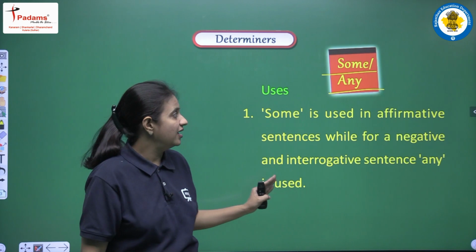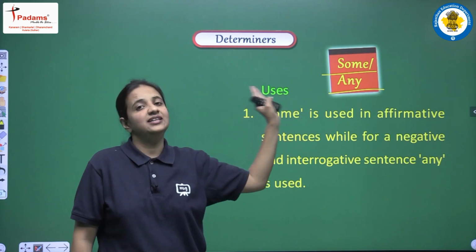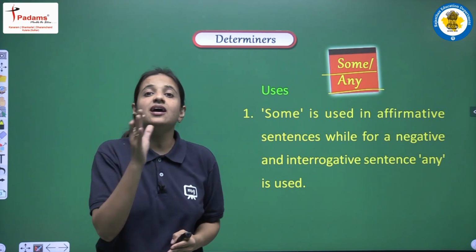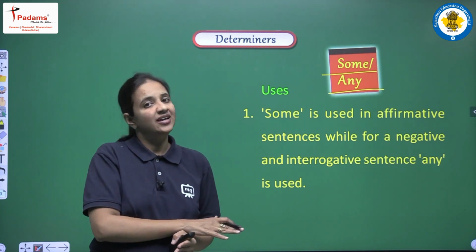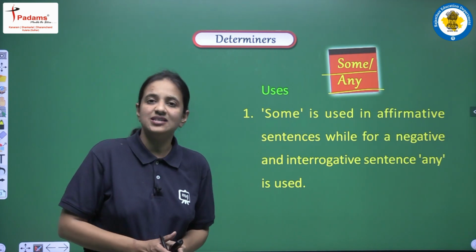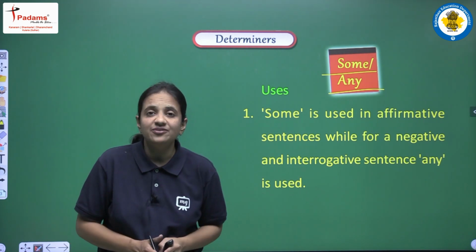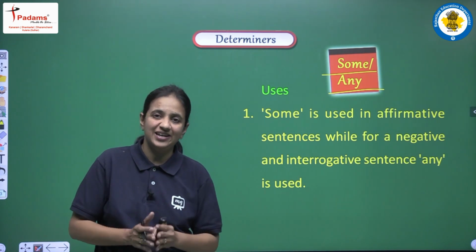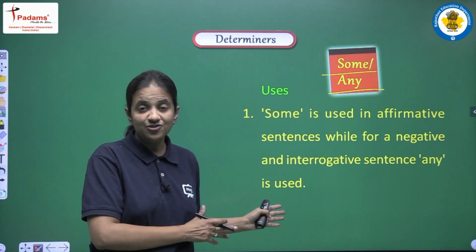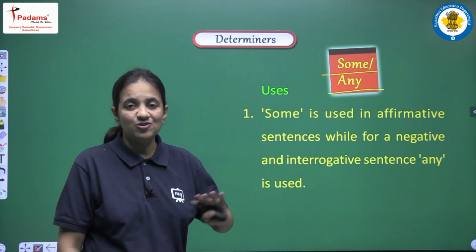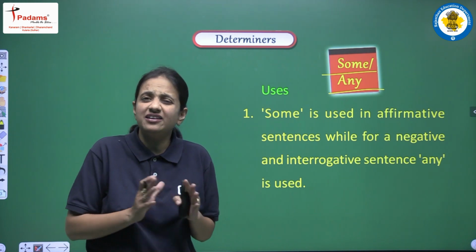But now we are talking about some and any, and these are the determiners that are used for both countable and uncountable nouns. Okay, so let's see their uses, how we can use some and any, and in which types of sentences we have to use some and any. Listen very carefully and learn all these uses. Try to understand in a very deep and clear manner.